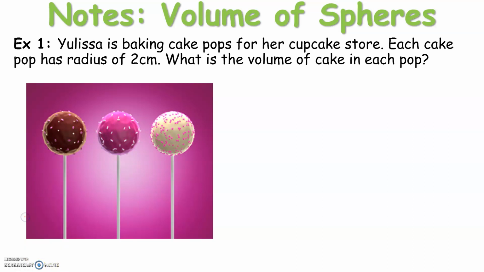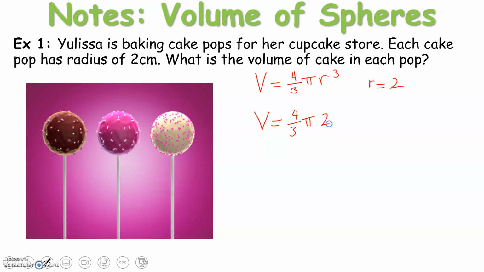Okay, so our formula for the volume of a sphere is given by V is equal to 4/3 pi r cubed, where r is the radius. So in this case, our radius is 2, so our volume is 4/3 pi times 2 cubed. So our volume is 4/3 pi times 8, or in this case 32 pi thirds. And this is volume, so cubic centimeters.